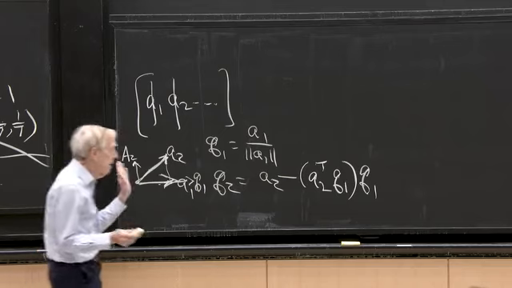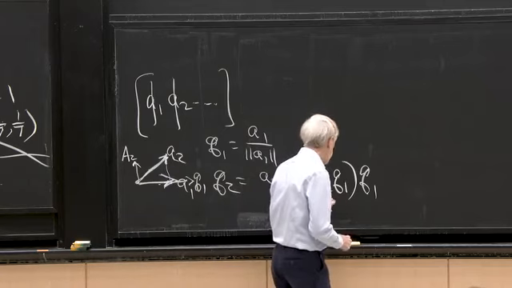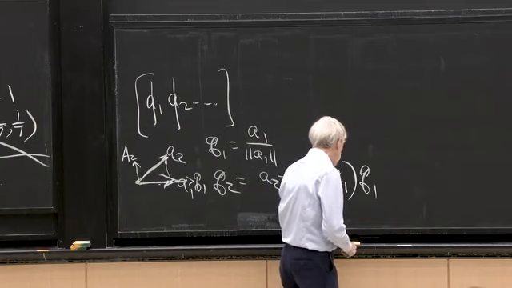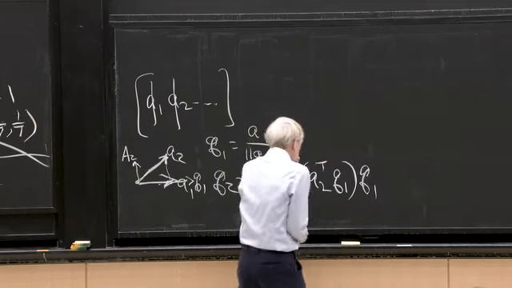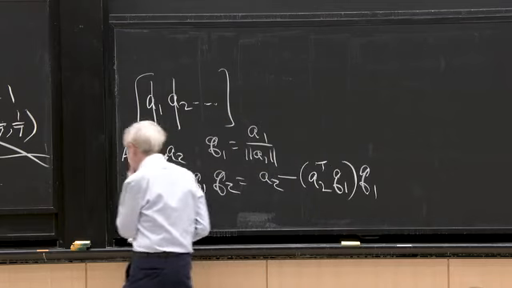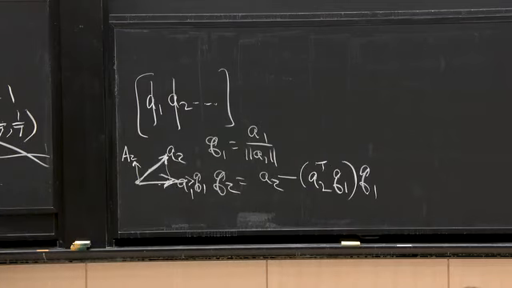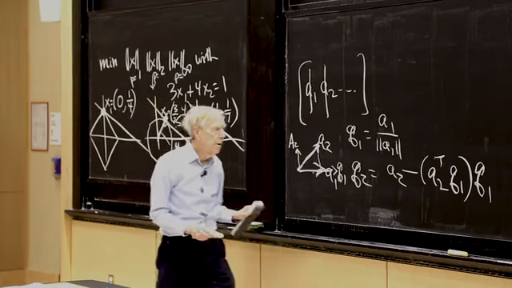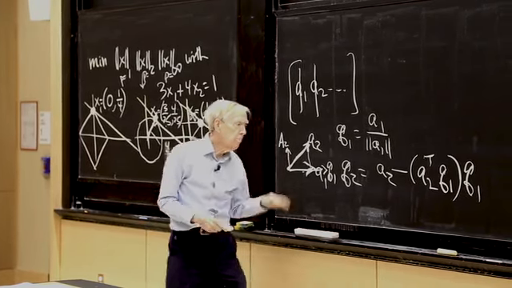Maybe I'd prefer to write it as q1 transpose a2. Doesn't matter, of course. The two dot products are the same.